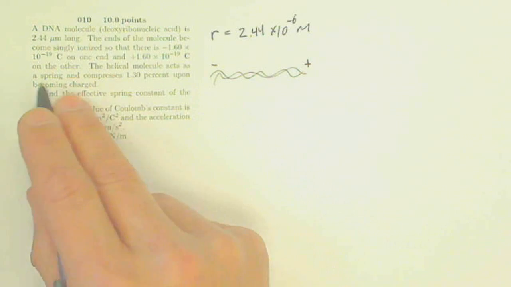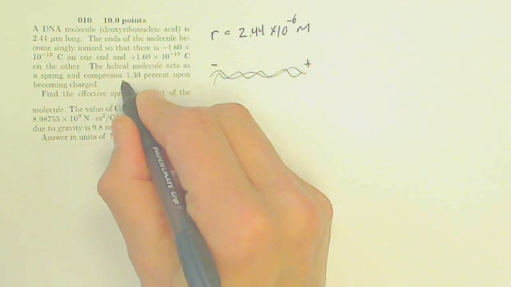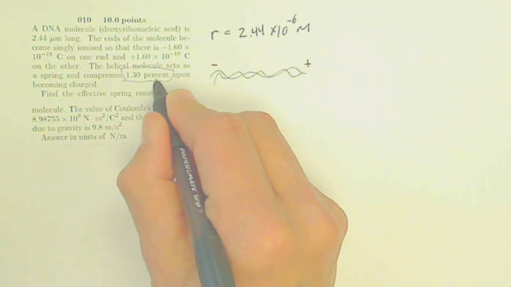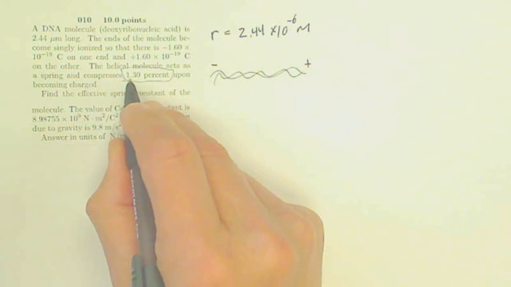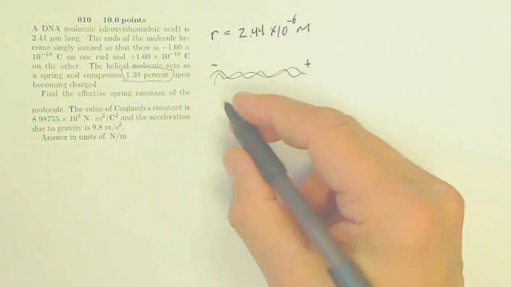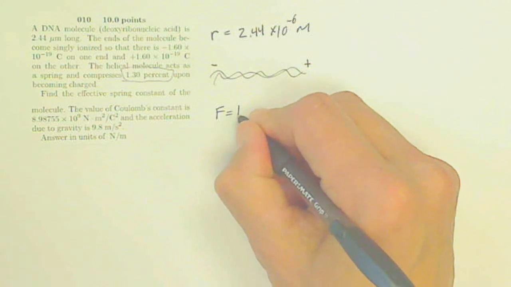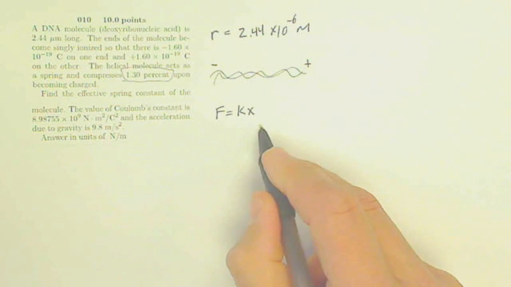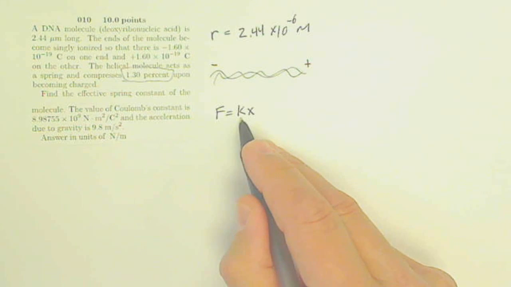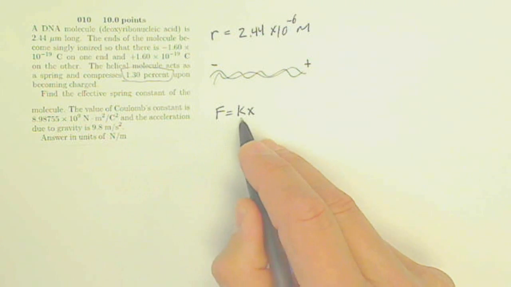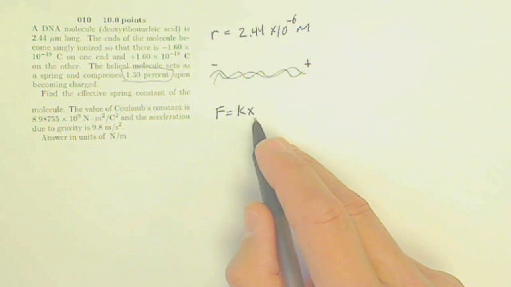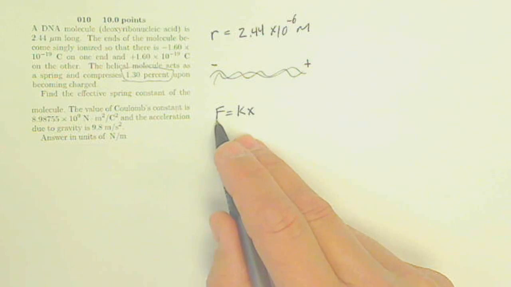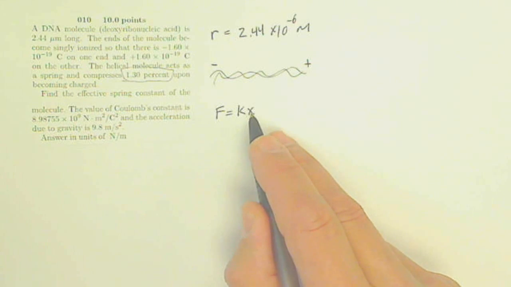The helical molecule acts as a spring and compresses 1.30%, compresses that much upon becoming charged. This compression is my x in my F equals kx spring equation. This k is the spring constant. Don't get that confused with my electric Coulomb constant, because now I'm talking about a spring. Since we usually don't see the two together, they weren't worried about having the same variable in both. So x here is how much it compresses.